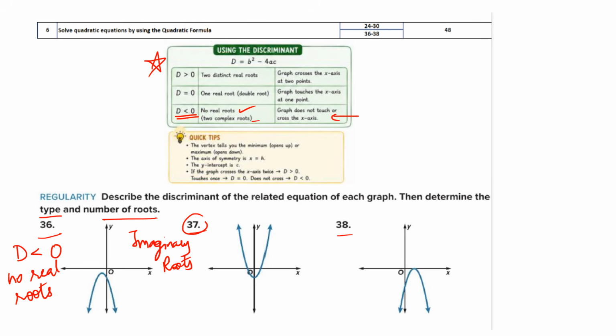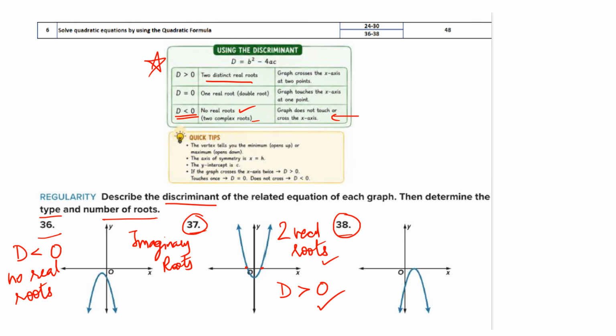x-axis. For question 37, if you see the graph is touching the x-axis at exactly 2 points, therefore the discriminant is going to be positive. There are going to be two distinct real roots. Okay, so two things are being asked in the question. One value, discriminant, which is positive. Second, it is asking type. Type is real roots, two in number and distinct. Distinct means they are separate. One is positive, one is negative, as you can see.